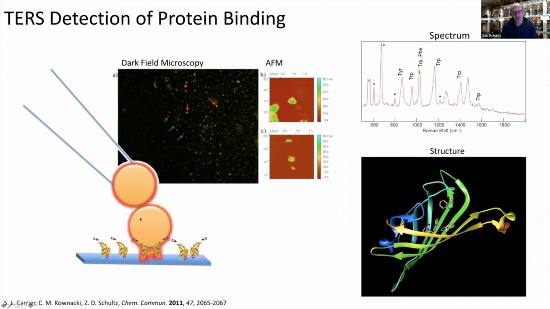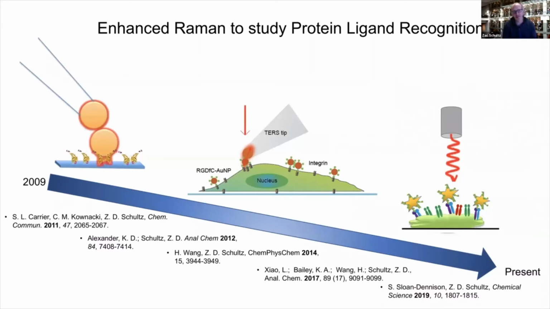It turns out that when you make junctions between two nanostructures, you induce a larger Raman scattering effect. And by doing this, we're actually able to produce a spectrum that is now representative of the protein on the surface that we were binding to. So now we have a way to probe protein ligand binding based on this nanoparticle interaction. And we can use the dark field microscopy and the AFM images to help locate where the nanoparticles are binding. All right, so that was kind of our proof of concept that this would work.